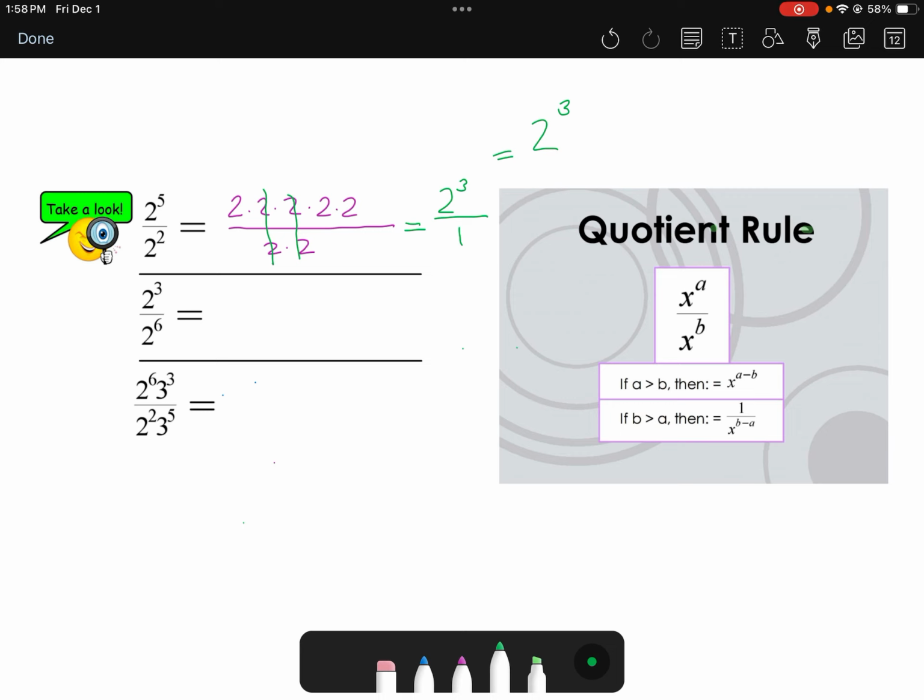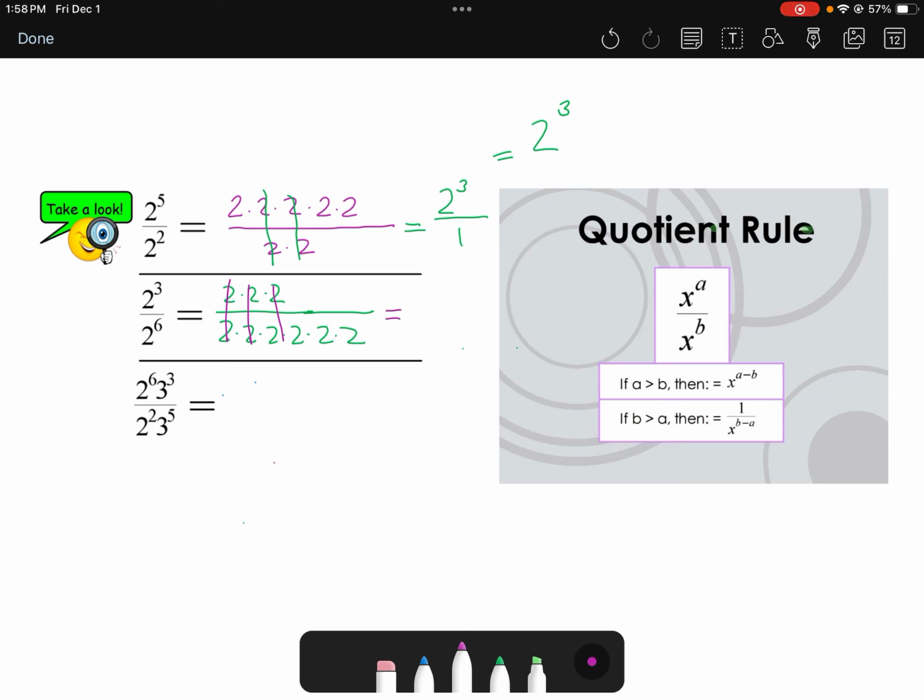Okay, so let's keep that in mind. Let's see how we can develop our rule. Let's do it again. So I have 2 cubed, so 2 times 2 times 2 on top, and 2 to the 6th, 2 times 2 times 2 times 2 times 2, and we've got one more. Same idea.